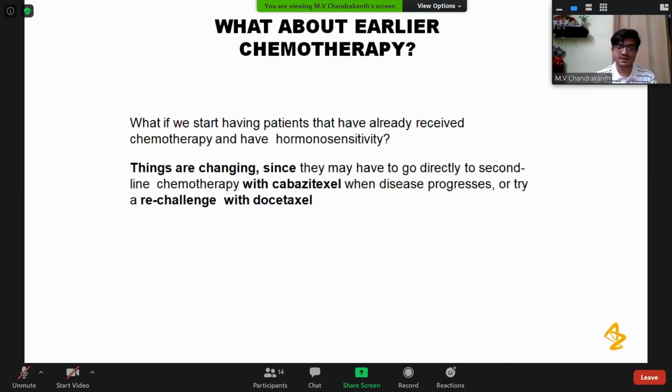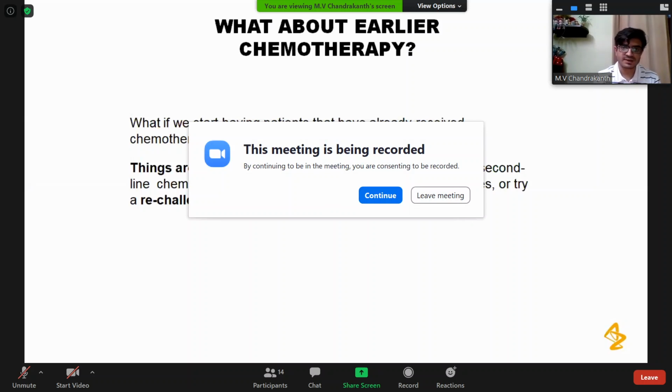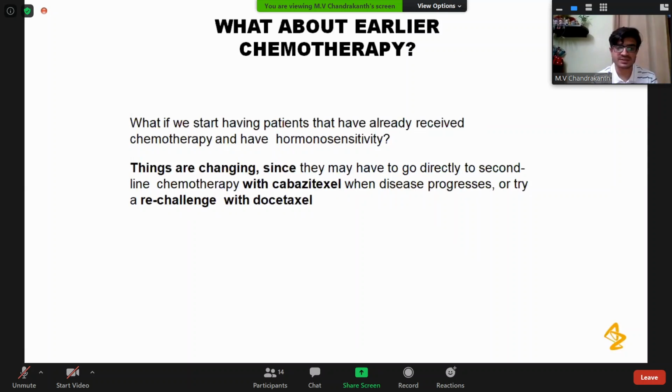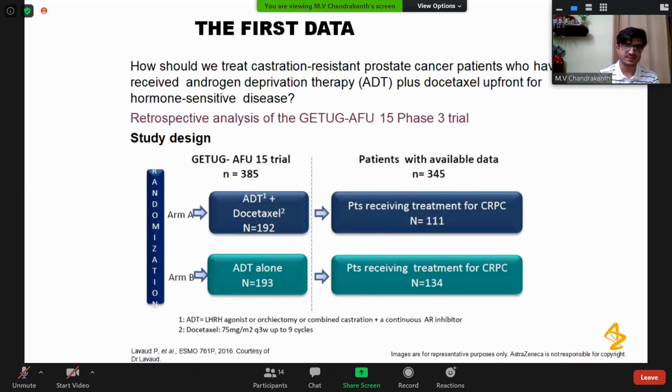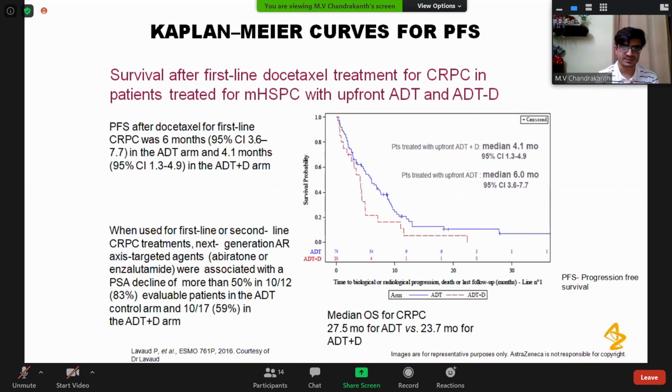So nowadays, in the hormone sensitive setting, we are not confined only to androgen deprivation therapy. Along with androgen deprivation therapy, we also use systemic therapy. Systemic therapy can be docetaxel, or it can be abiraterone or enzalutamide. Supposing we have used docetaxel in the hormone sensitive setting, should we re-challenge docetaxel in the later setting, or should we give cabazitaxel? This is one question that we need to understand.